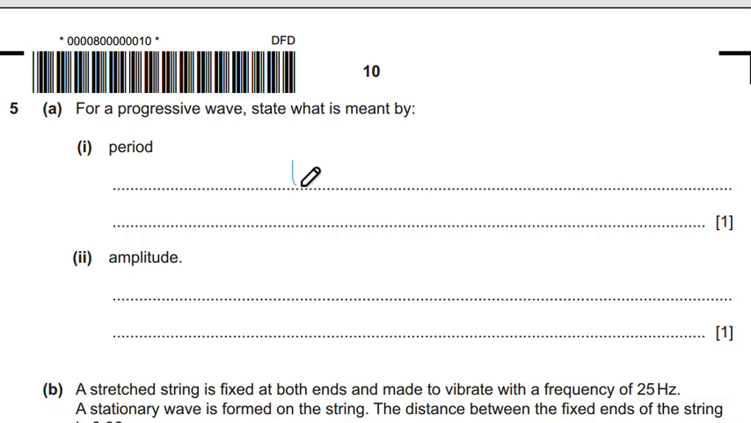Period: time of one complete oscillation. Amplitude: maximum displacement from equilibrium.